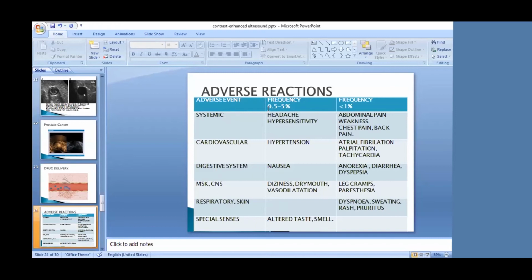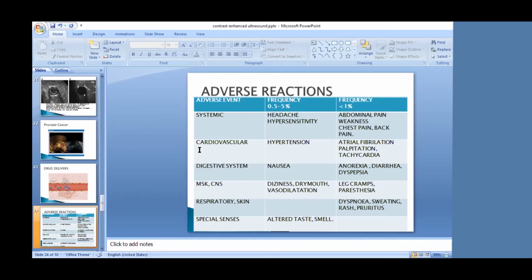The frequency of this side effect could be from 0.5 to 5%, or could be less than 1%. So now we will divide the reactions into high frequency, which could reach up to 5%, and less frequent, which is less than 1%. Now for systemic side effects: if high frequency, it could be headache or hypersensitivity. If less frequent, it is abdominal pain, weakness, chest pain, and back pain.